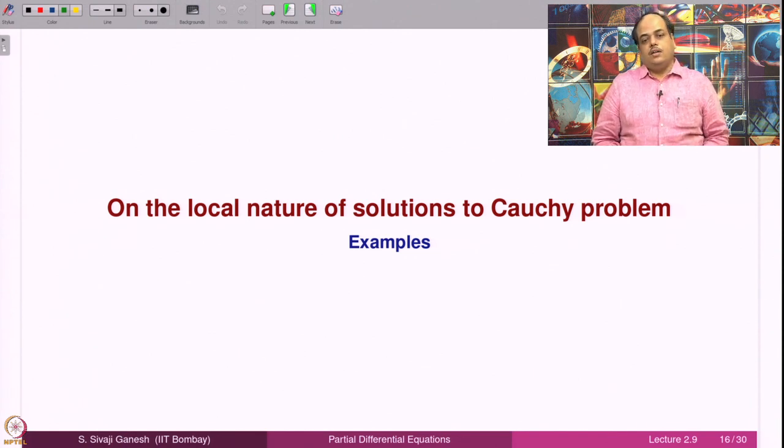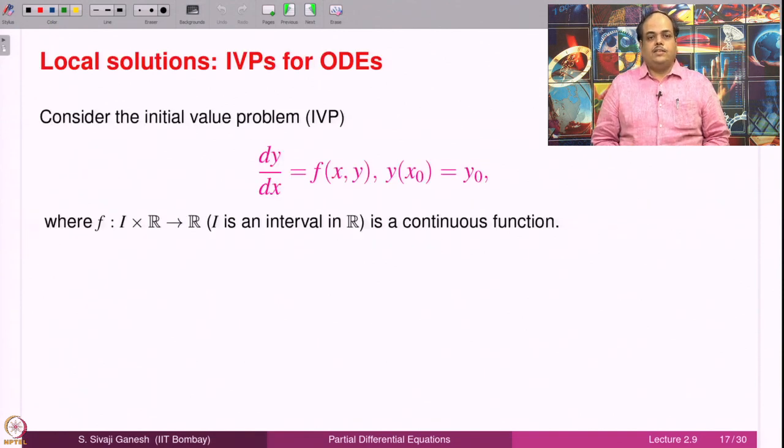So, now let us look at some examples which illustrate the local nature of solutions to the Cauchy problem. Before that, let us revise the notion of local solution. In initial value problems for ODEs, this is the equation we consider: dy/dx equal to f(x, y) and y(x_0) equal to y_0. This is an initial condition. So, both the equation and initial condition together are called an initial value problem, called IVP in short. Of course, we need to assume something on f. Let us assume that f is a continuous function.